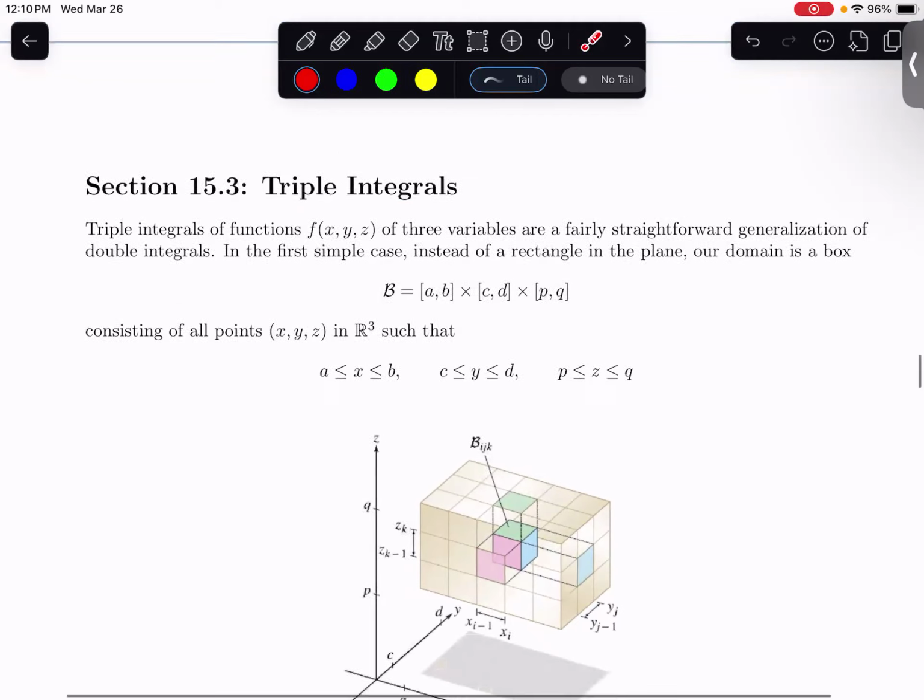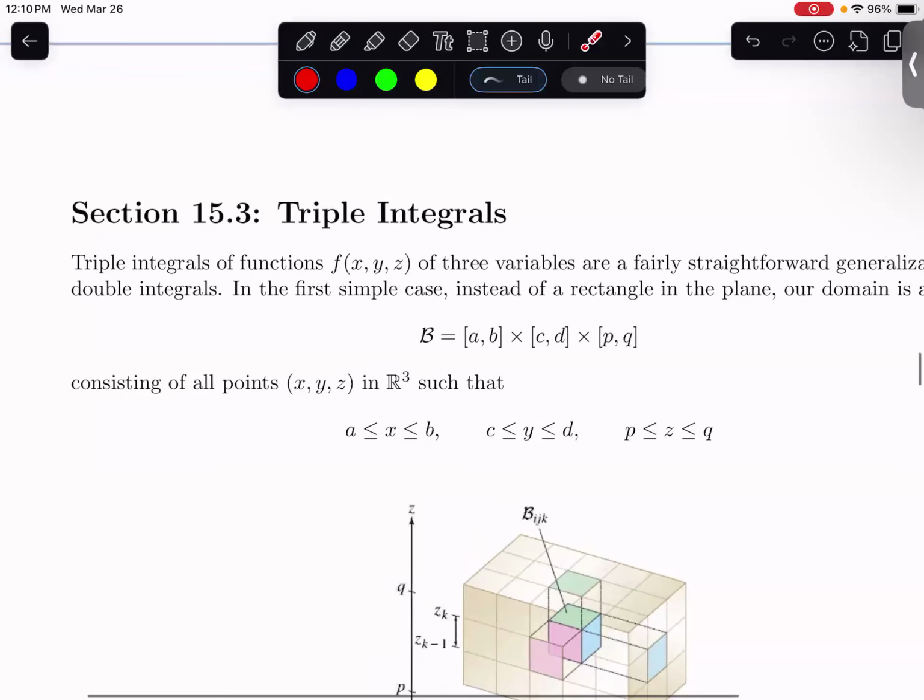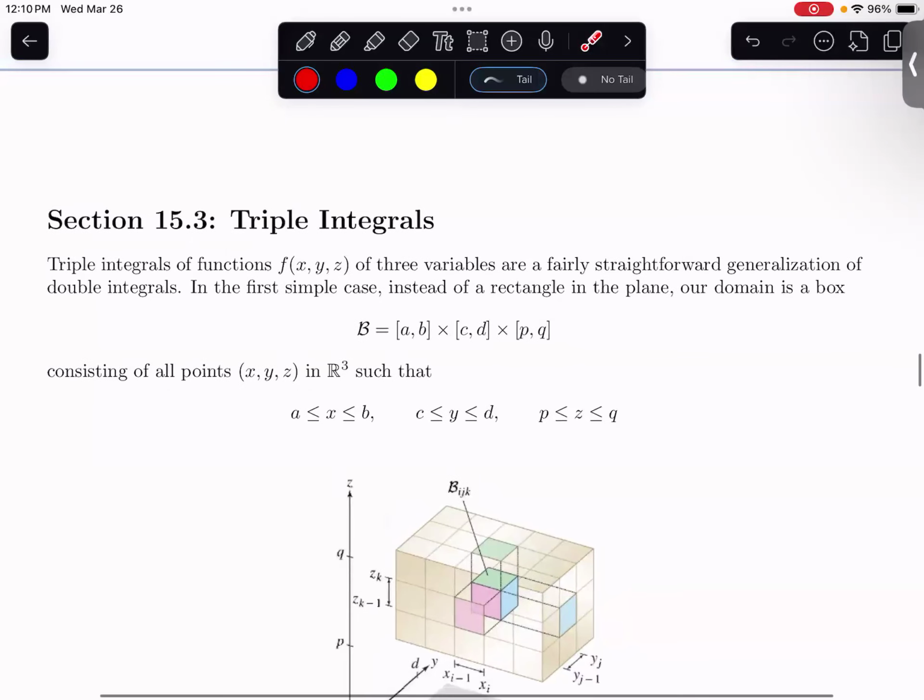And so triple integrals, you should think of as being for functions. You're going to have three integrals if you're looking at a function that has three variables. The number of variables you have determines the number of integrals that you need. If you have a function that is just in terms of x, use a single integral. If it's in terms of x, y, use a double integral. And if you have three variables, you use a triple integral. These triple integrals of functions f of x, y, z of three variables are a fairly straightforward generalization of what we were doing with double integrals.